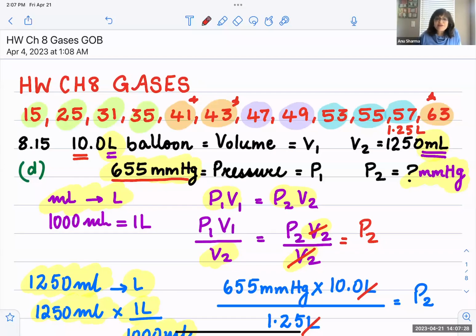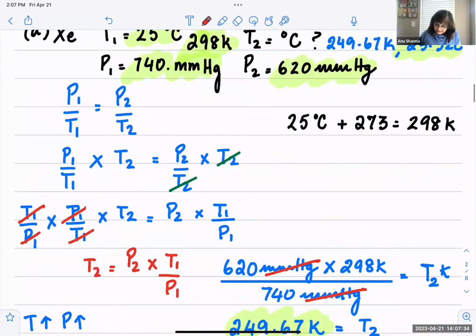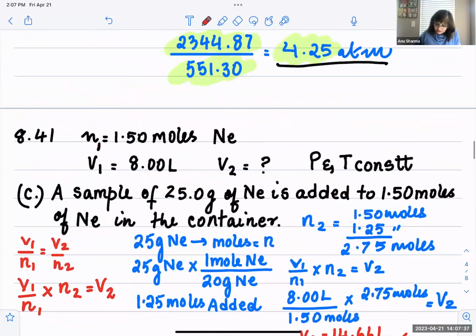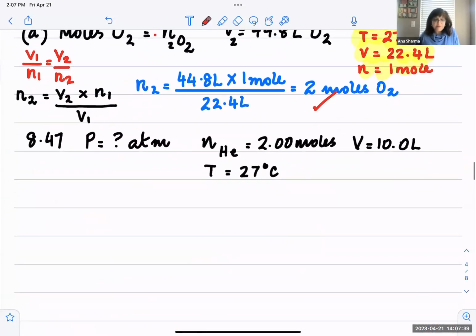Hi guys. Okay, so in this video, we are looking at problems 47 and 49. That's from the chapter on gases, chapter 8 from the GOB, the Chem 30A course.